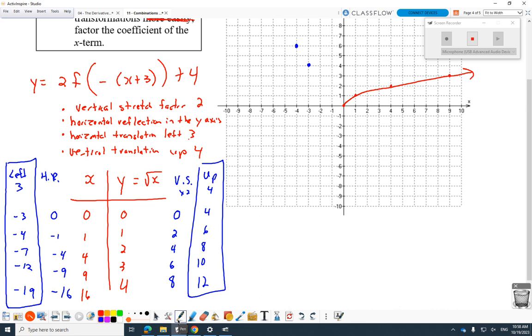Okay, this point, 4, 2. Vertical stretch factor 2, so it goes up to 4. Horizontal reflection in the y-axis, so it goes over to -4. Left 3: 1, 2, 3. Up 4: 1, 2, 3, 4. Usually it's the third point that makes you feel better. Like, there it is. It's been moved over there. It's vertically stretched, but it's now going this way because it got horizontally reflected.